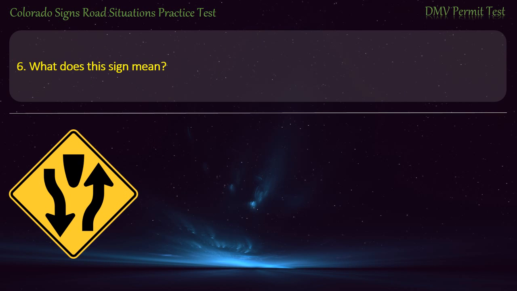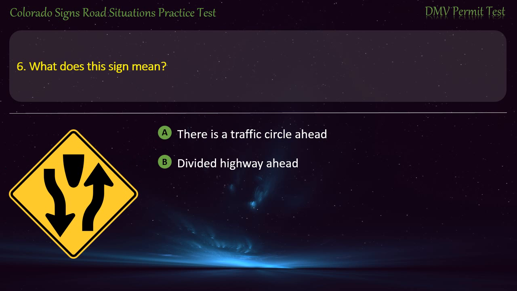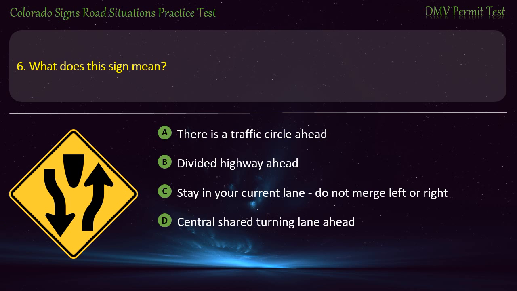Question 6. What does this sign mean? There is a traffic circle ahead. Divided highway ahead. Stay in your current lane, do not merge left or right. Central shared turning lane ahead. Answer. Divided highway ahead.